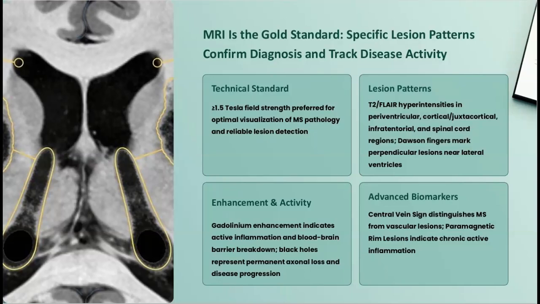Newer imaging biomarkers are becoming increasingly important. The central vein sign helps distinguish inflammatory demyelination from vascular white matter disease. And paramagnetic rim lesions suggest chronic active inflammation. So, in exams and clinical practice, MRI pattern recognition is absolutely central.